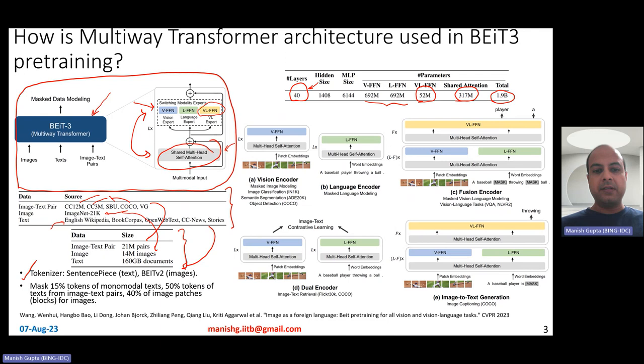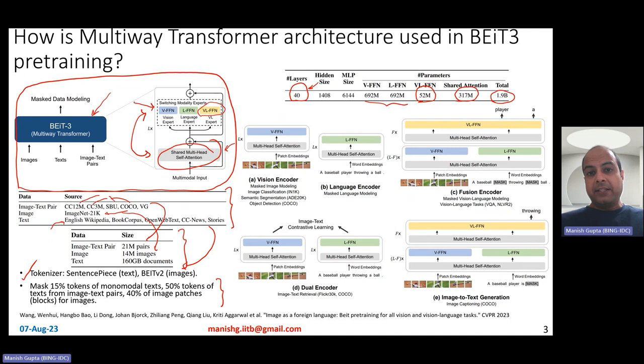Masking is done for text data in a particular way, and for image data and text-plus-image combination in a different way. For text data, they use the standard masking: they mask 15% randomly chosen tokens. For image data, they mask out 40% of the image patches, which are randomly selected blocks from the image. For image-text paired data, they mask out 50% of the text tokens. Okay, so that's about pre-training.